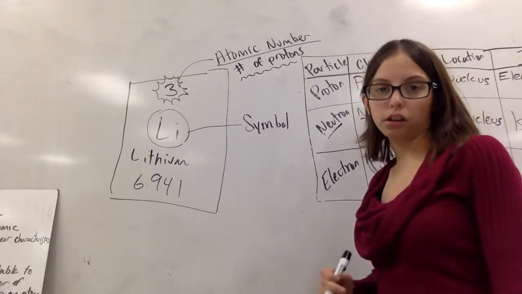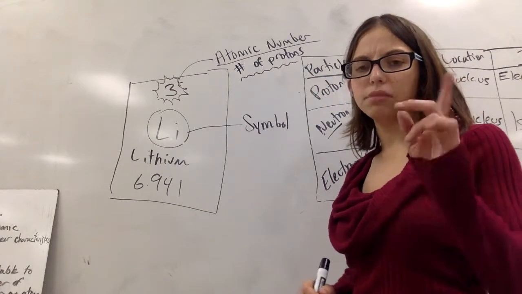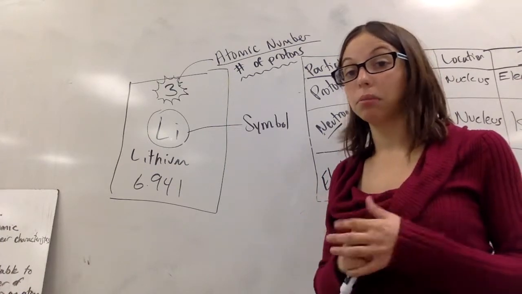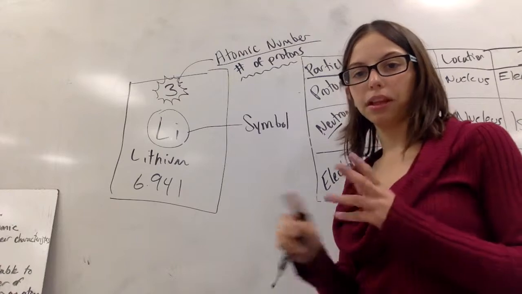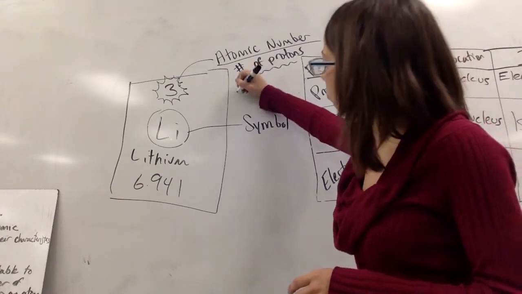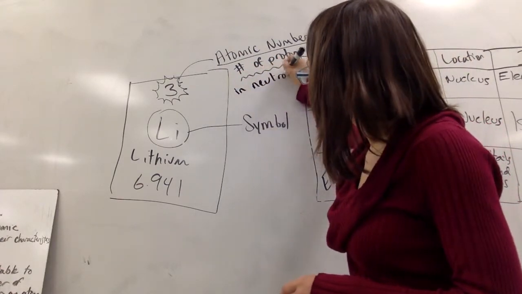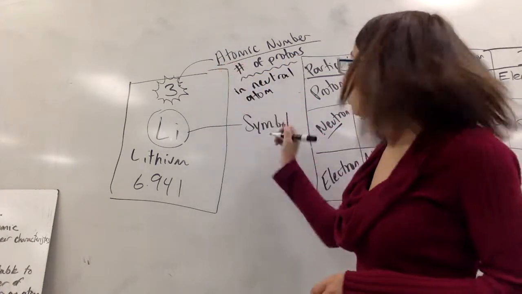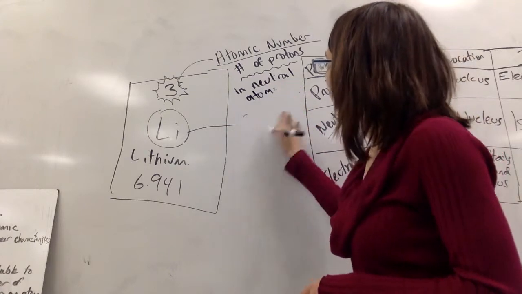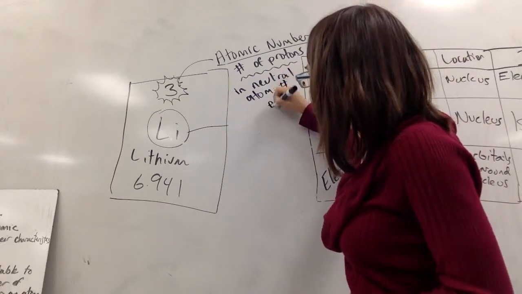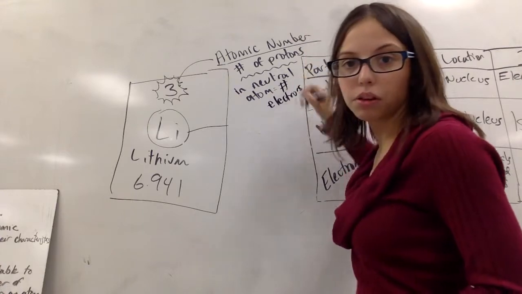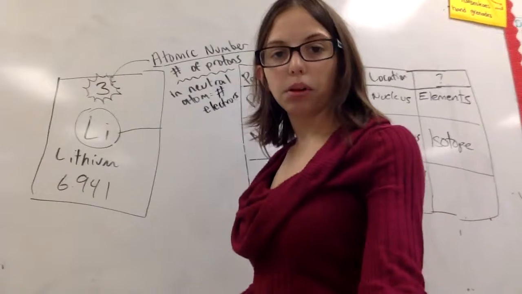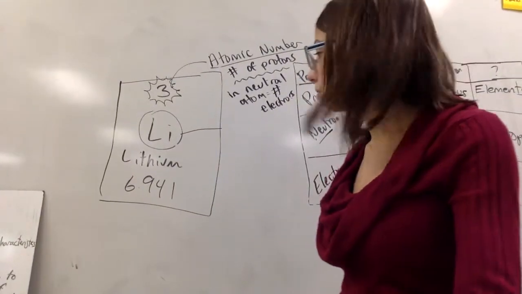In a neutral atom, and be careful with this because most atoms aren't neutral in their free state. They don't like being neutral. And we'll talk about that with ions. But in a neutral atom, the atomic number is also going to be your number of electrons. So what I mean by neutral, and if that's still kind of blowing your mind, I'll draw a picture for you that would help.